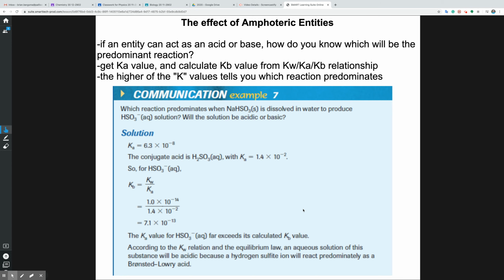Another way to tell which one is just which one's higher. I guess that doesn't really work. It's not as simple as that. So yeah, if you calculate these, and again, if you want to see more examples, read through page 750 in your textbook, or I can show you more examples later on.